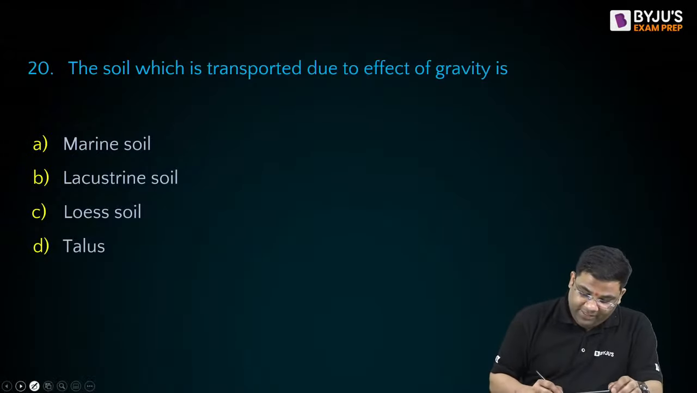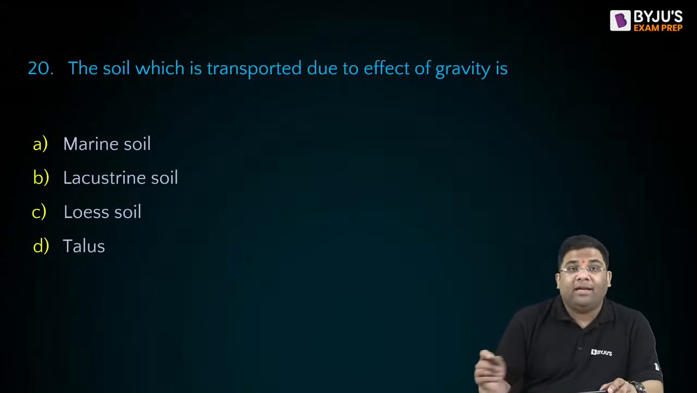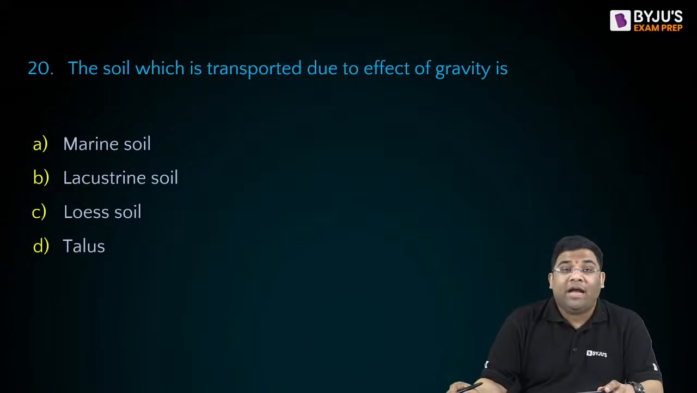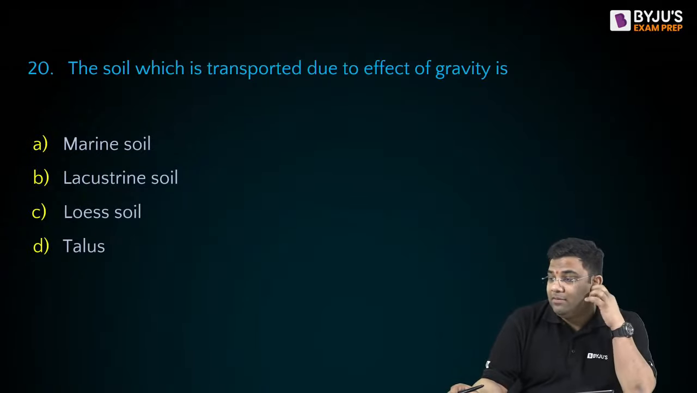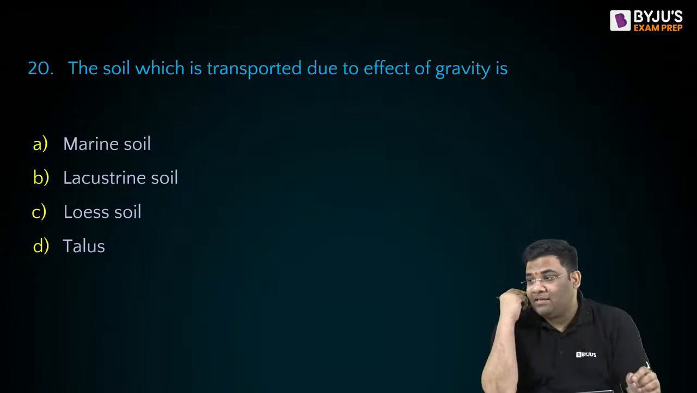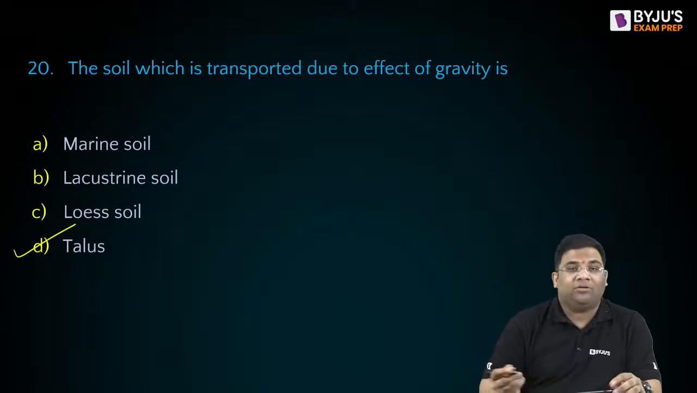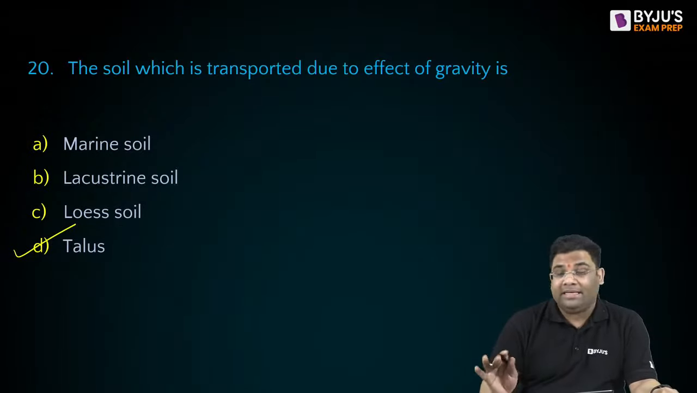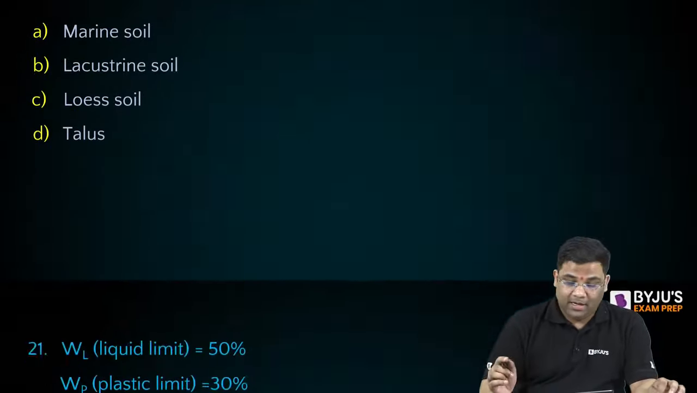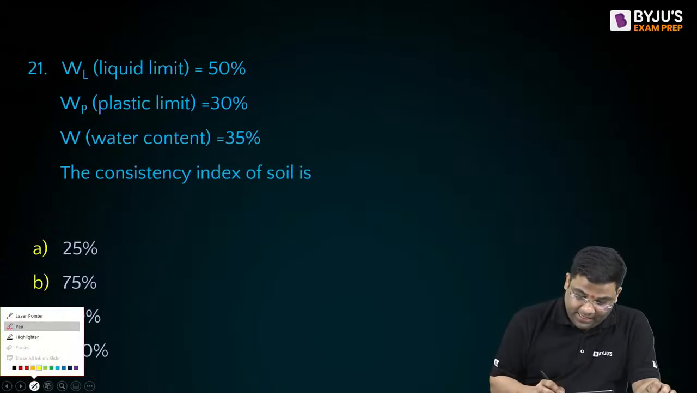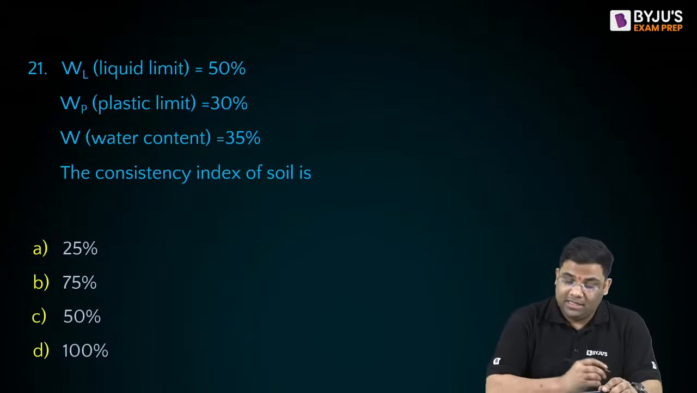Transported due to gravity. What do we call this type of soil? Yes, Rasmita has answered correctly. It is talus. You have to remember the names, okay? Nothing else. It's just a memory-based question. The next question. Some numerical.